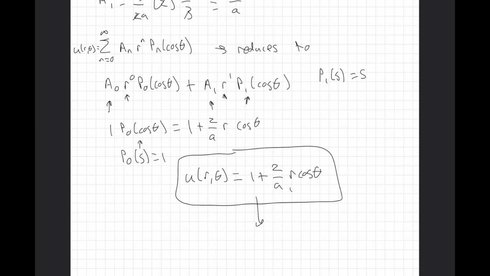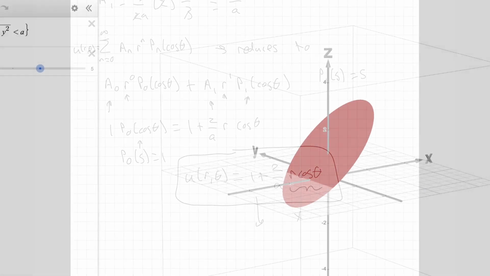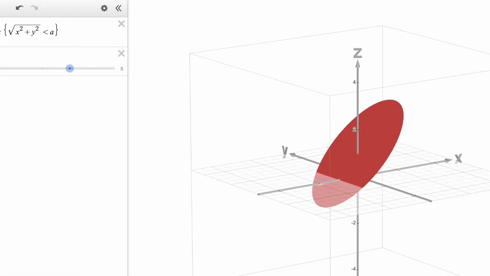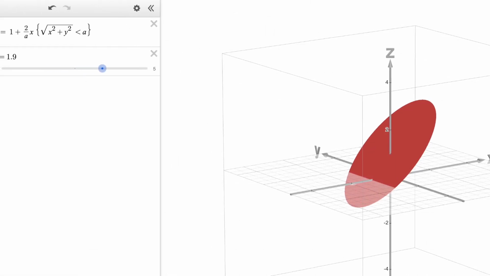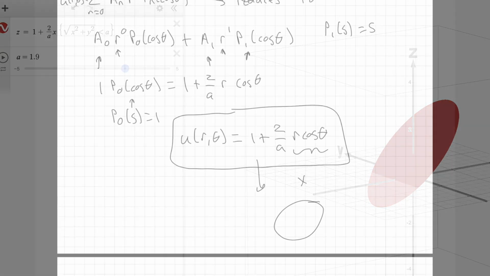This r cosine theta becomes x. And you've got to remember we're still on a circular domain. So I'll pop up a picture of what the solution looks like. But pretty cool stuff. Thanks for watching.